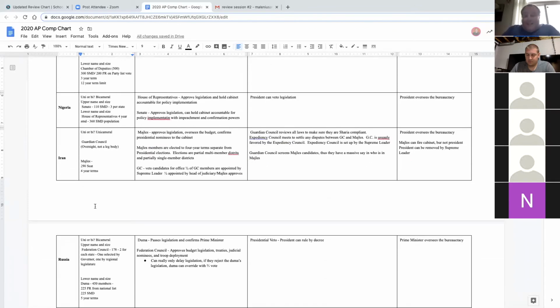Russia is a lot like the UK. They have a powerful, well, in theory, a more powerful lower house, where the upper house is more of a reviewing body, but they have a little bit more legislative power, so it's considered bicameral.